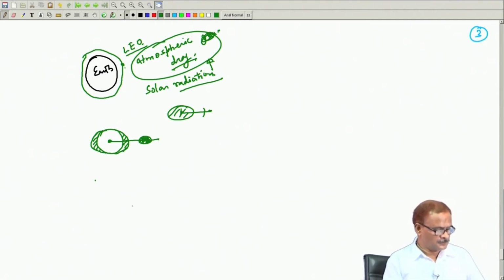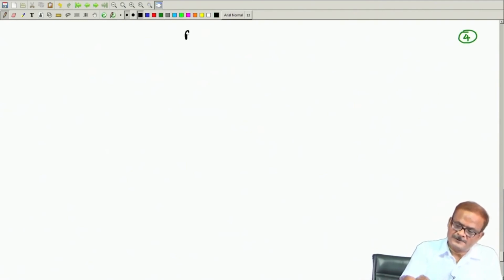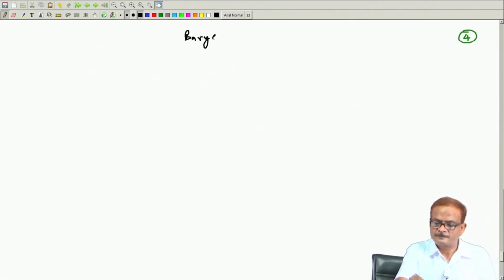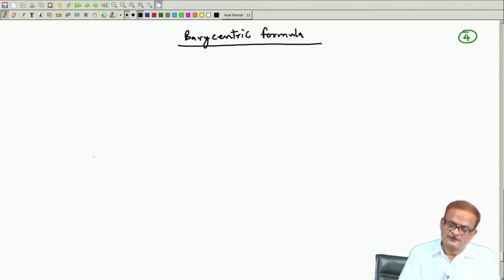Okay. So, now we will look into the barycentric formula. Here I am not going to derive the whole equation, I will show you that whether you write it in an inertial frame as I have done earlier, or with respect to the barycentric frame, both are the same.